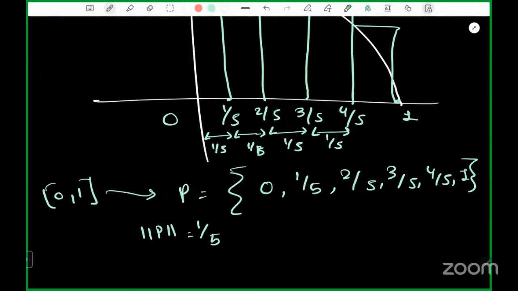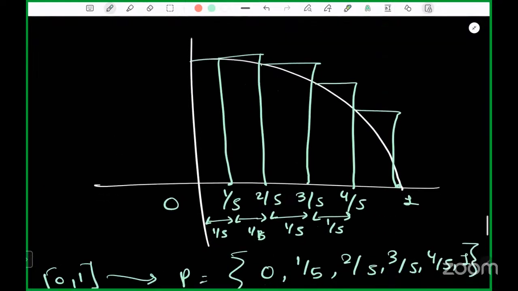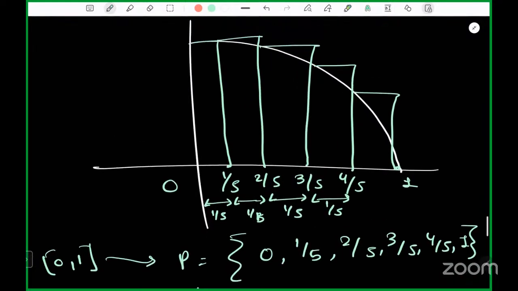Ma'am, one question here. In this picture, what you have drawn, the partition is the complete curve, the area under the complete curve. Is my understanding right? That is between 0 and 1. No. So partition means just choosing some points between 0 and 1. We haven't gone to area.